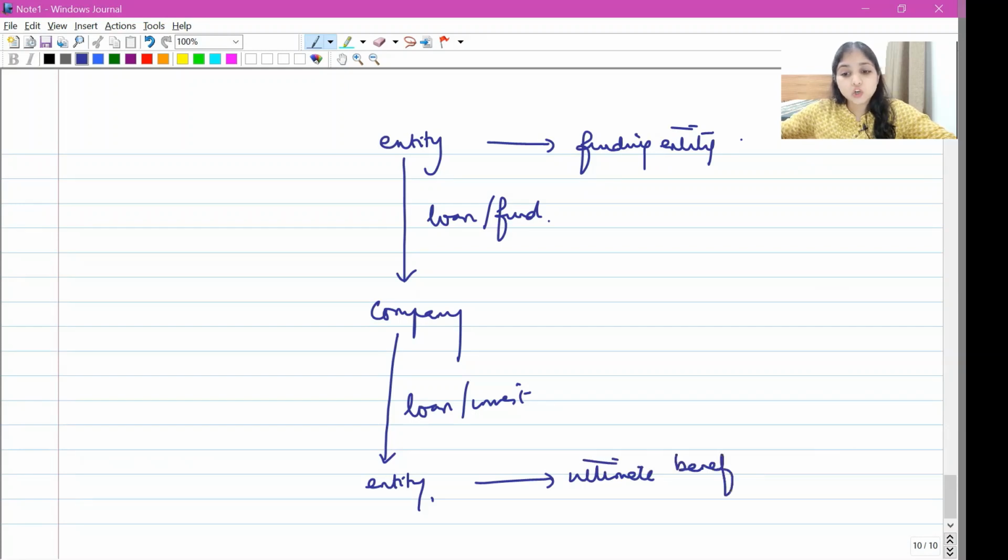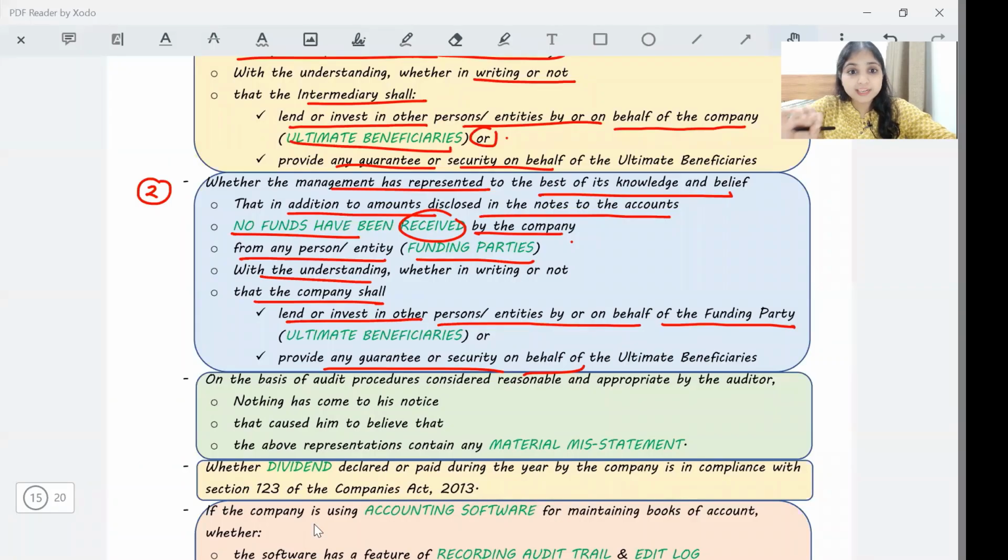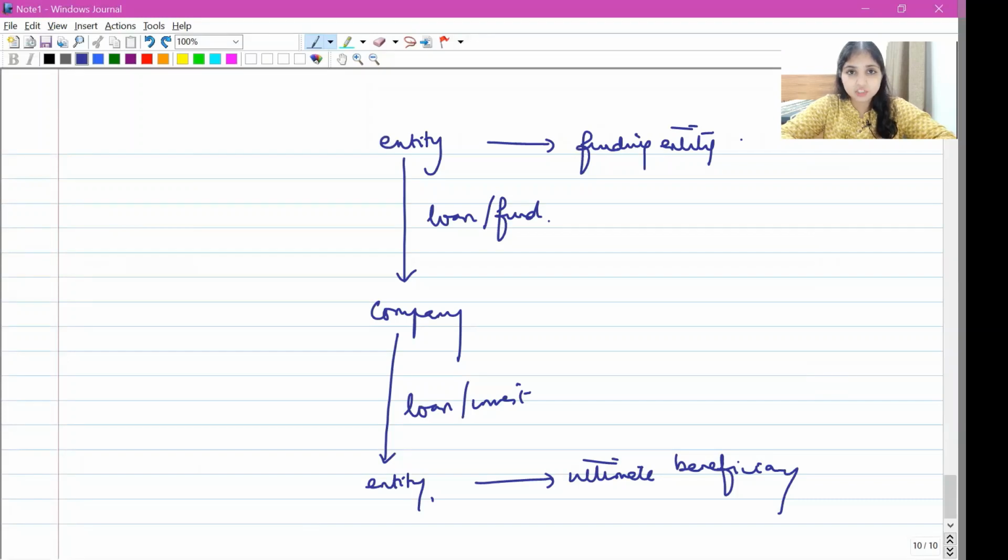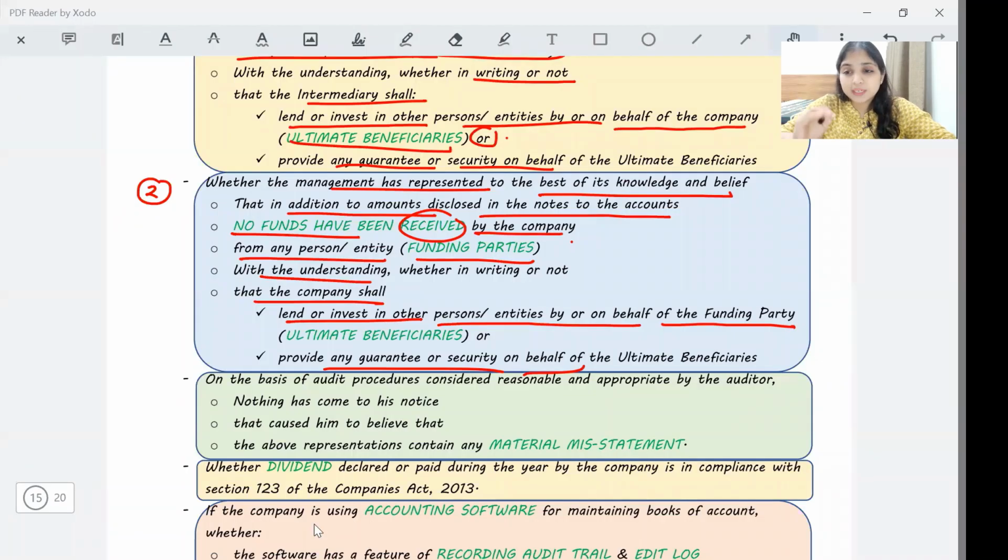See, all this is not wrong. It is just that if these arrangements are there, they should be disclosed in the accounts. So the management has to give a statement that they have properly disclosed all this in the financials. So in the audit report, the auditor will write whether the management has given such a representation.